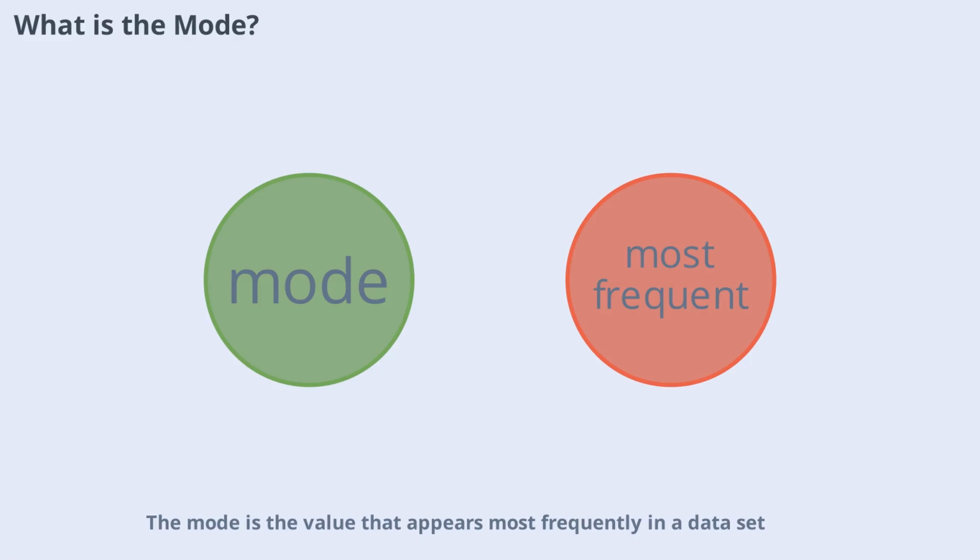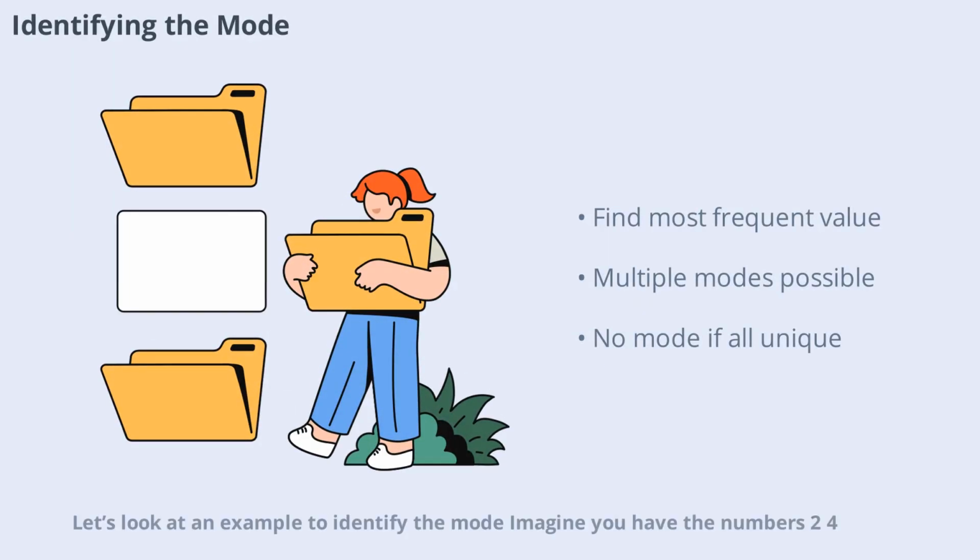Mode is the value that appears most frequently in a data set. Unlike the mean and median, there can be more than one mode if several values tie for the highest frequency, or there may be no mode at all if all values are unique. The mode is especially helpful for categorical data or when you want to know which item or number is most common in your set. Let's look at an example to identify the mode.